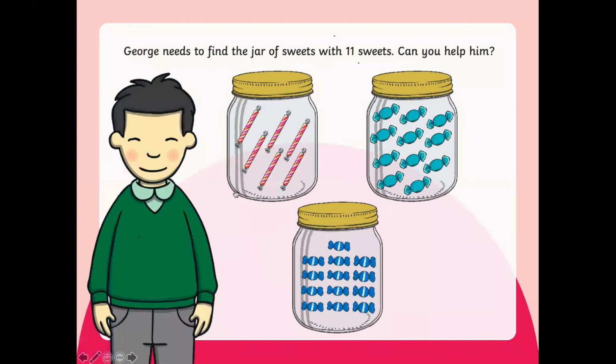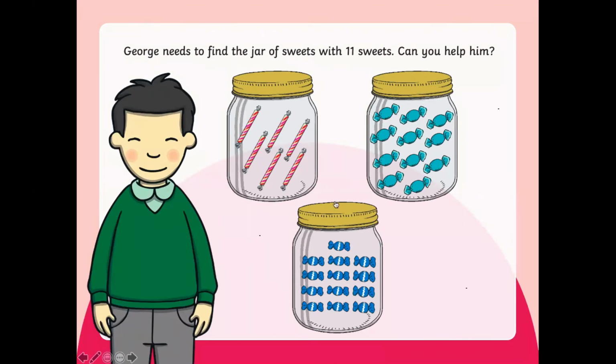George needs to find the jar of sweets with 11 sweets. Can you help, George? We're looking for the jar of sweets that has 11 sweets inside. You can already see that this one does not have 11 because it looks few, right? Because 11 is a bit of a big number. Let's count how many sweets are in this jar. 1, 2, 3, 4, 5, 6 sweets. 6 is not 11. So this is not the correct jar of sweets, right?